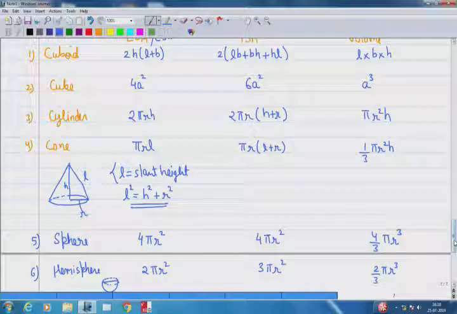And always remember, the unit for area will be in square: meter square, feet square, inch square, centimeter square. And the unit for volume will always be cube: meter cube, centimeter cube, inch cube, whatever it is.